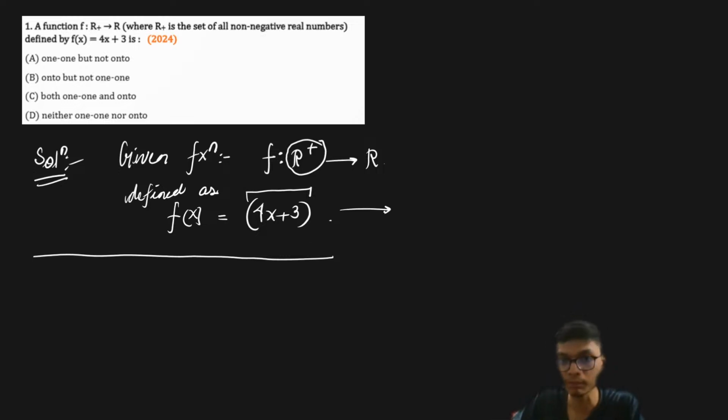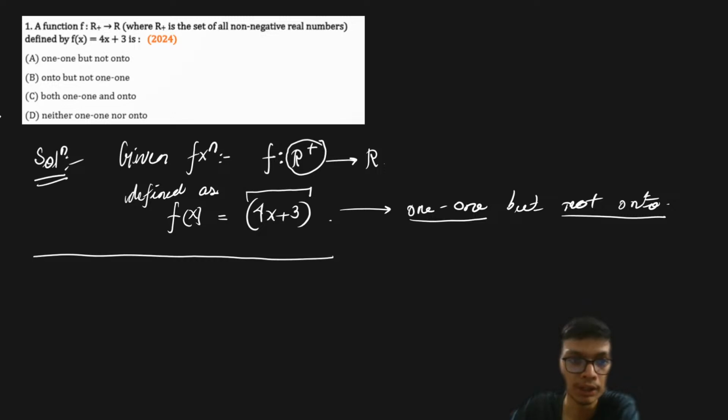This is basically one-one, but it is not an onto map. So it is a one-one function but not onto. If you look at the options, option number A is correct. So the answer over here is option A: one-one but not onto.